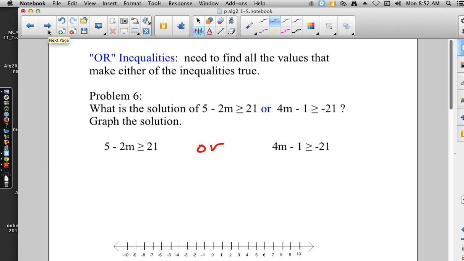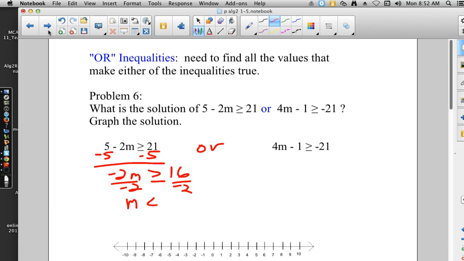So all we do is solve both of the inequalities, making sure that we're careful that if we multiply or divide by a negative that we flip the sign. So let's subtract 5 from both sides and divide by negative 2. And this time, because we divided by a negative, we will have to flip the sign. So it was greater than or equal to before. Now it's going to be m is less than or equal to negative 8. Or, that two-letter little word is really important. And that's because that's what makes this a compound inequality. M is less than or equal to negative 8.